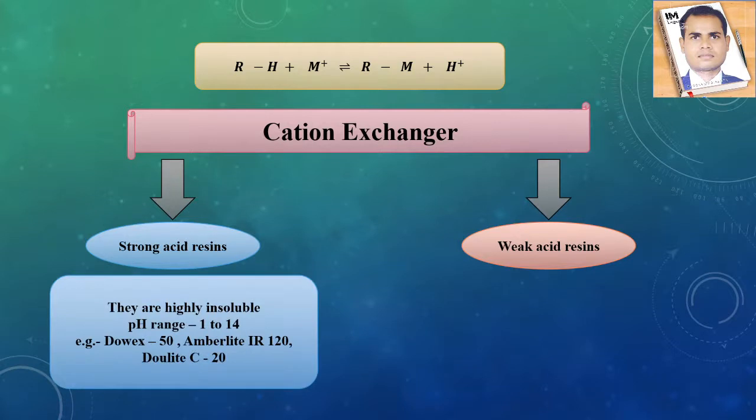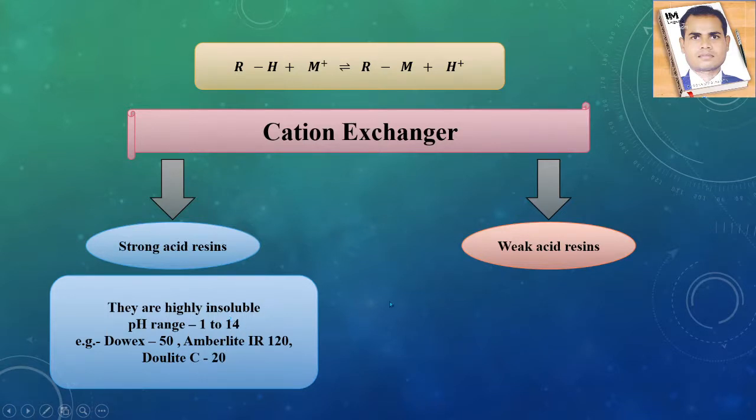Strong acid resins are highly insoluble in water, you can consider. The pH range of this strong acid resin will be 1 to 14. This is the pH range of these cation exchangers. For example, you can take Dowex 50, Amberlite IR 120, and Dowlite C20. So these examples we can see in the strong acid resins. We should know the pH range, and they are insoluble in water.